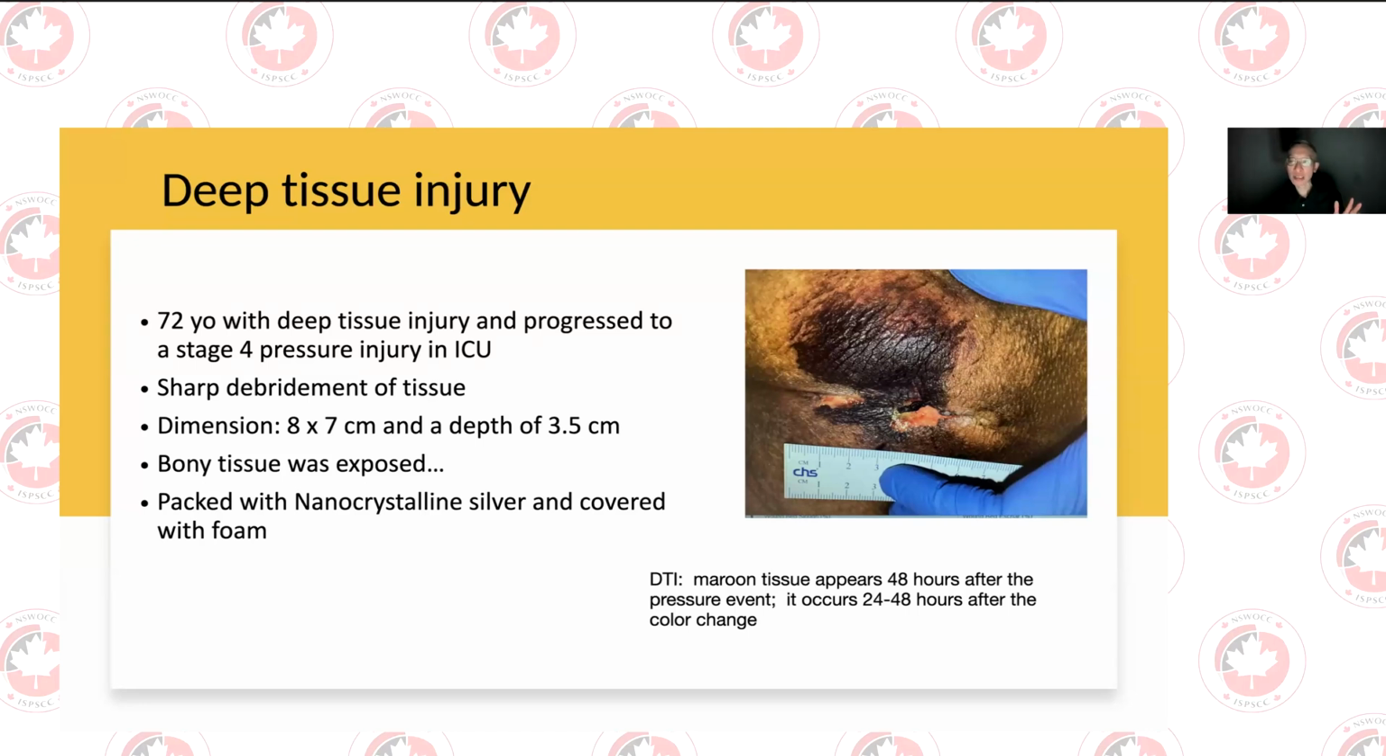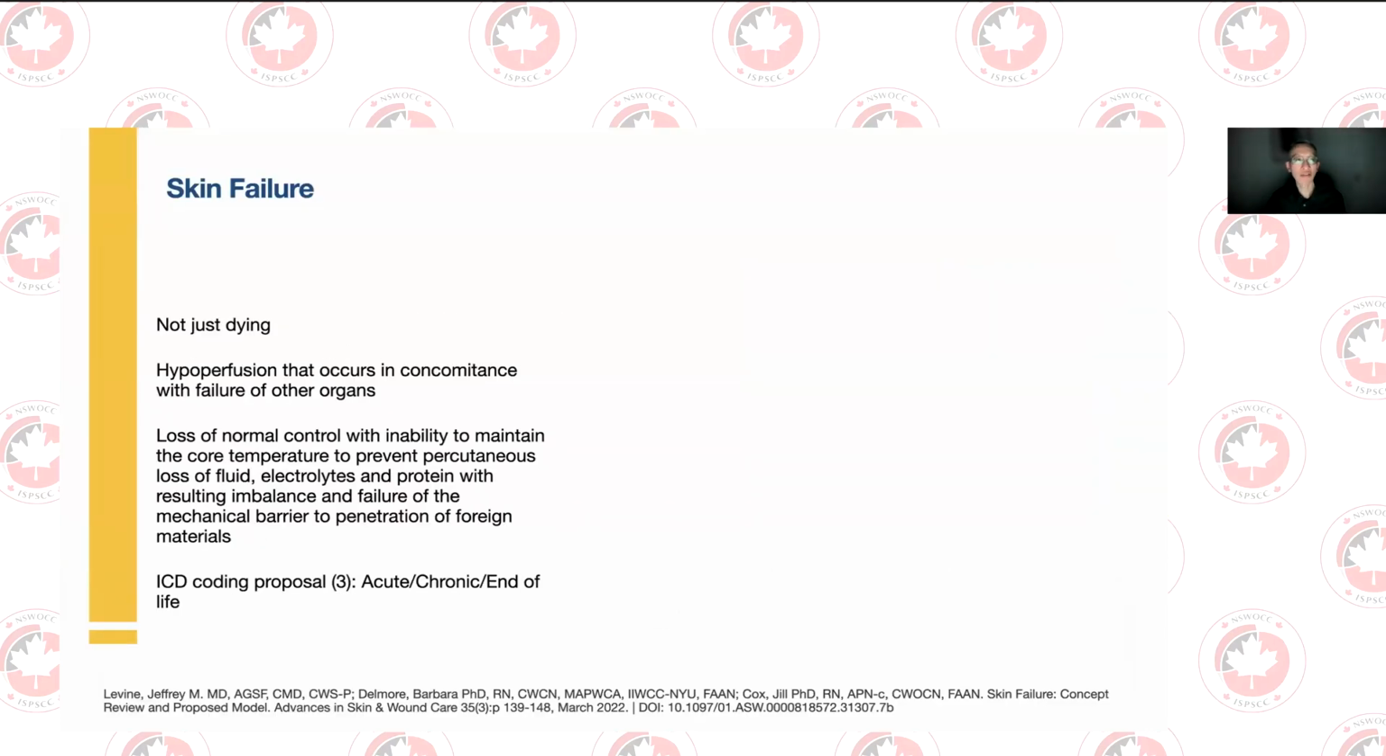Of course, deep tissue injury is this maroon purplish discoloration, usually developing after 24 hours of a pressure event. So if it happens in less than 24 hours, then usually it's not so much deep tissue injury related. And that's the conversation that people tend to have about skin failure.